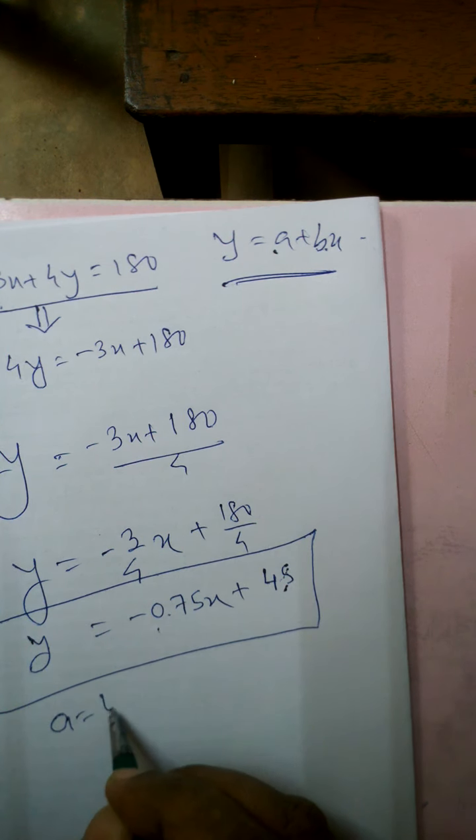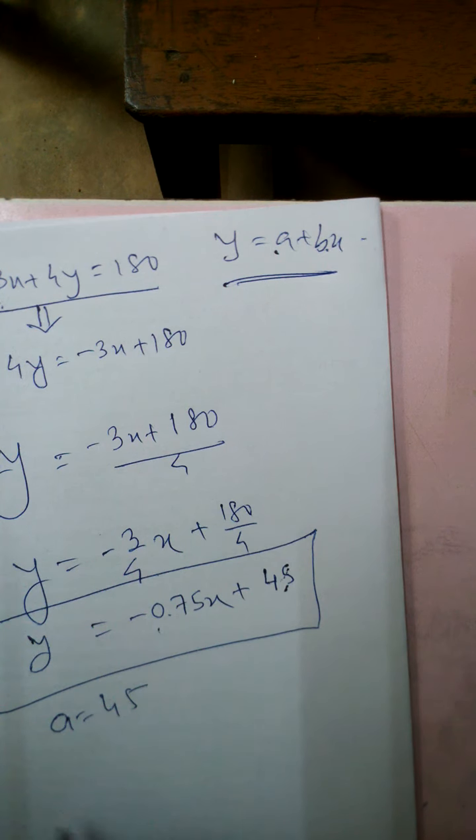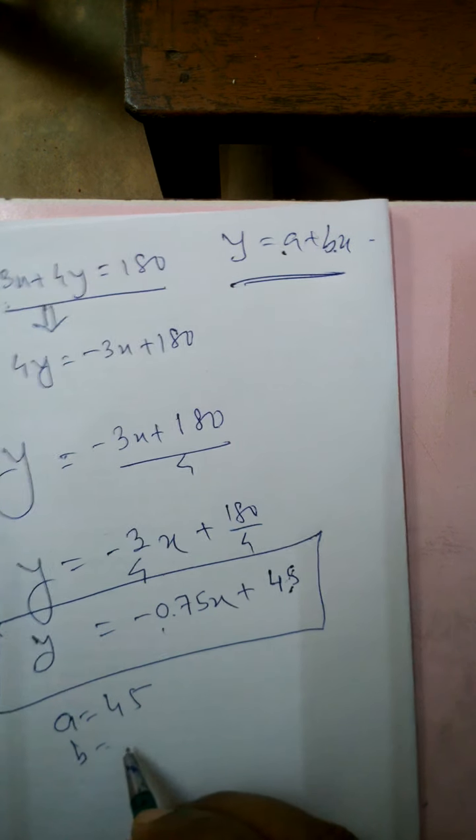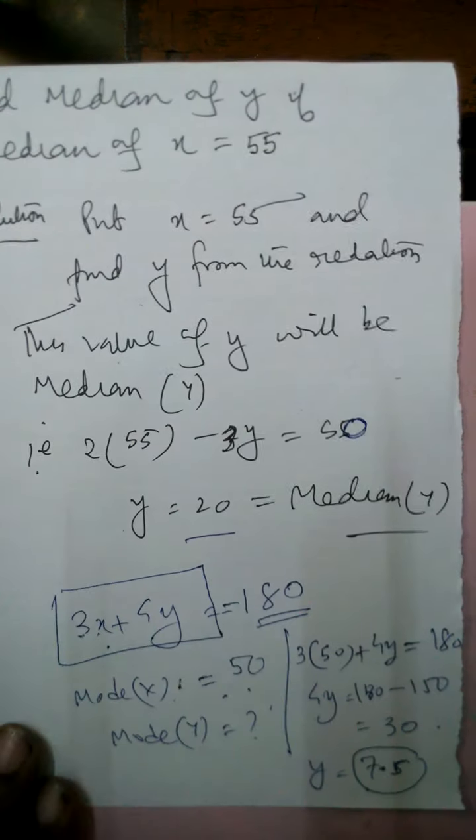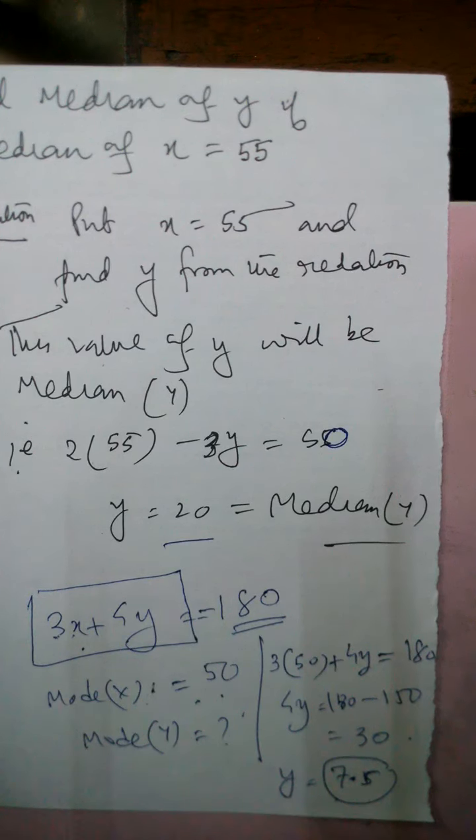So A is 45. This is origin change in this relation. Origin change means which is added or subtracted in the relationship. And what is B? B is minus 0.75, which is multiplied with x. So if you ask me, sir, where is origin and scale in this question? I agree, from the practical point of view, I have not actually applied any such scale and origin. What I have applied is just putting the value in place of x for mode of x, and solving that to get the value of y, and y value is coming to be 30 by 4, 7.5.